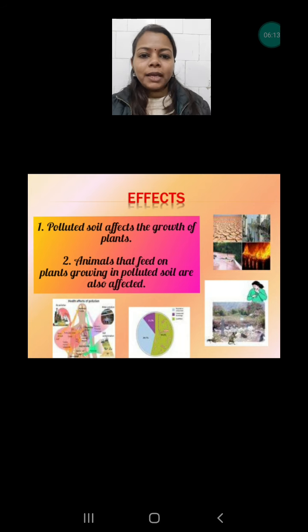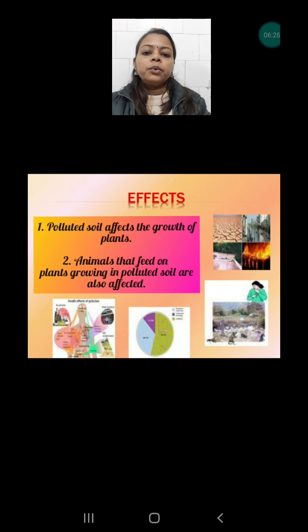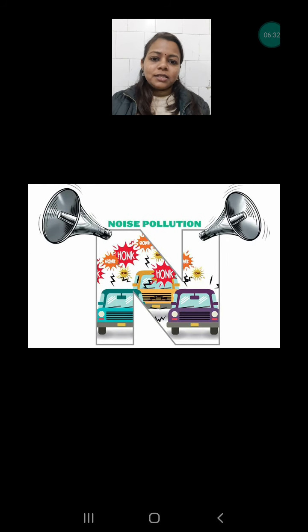Okay, one more time I'm explaining what is the meaning of land pollution. If any harmful substance is mixing with the soil and it is reducing the quality of the soil, it is known as land pollution. Okay, and we have just now discussed the effects of land pollution. Now we are going to discuss noise pollution.